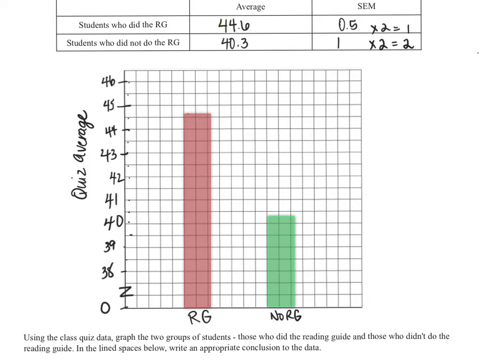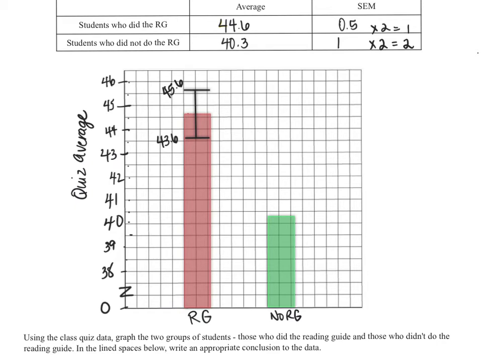So for the students who did the reading guide, my upper SEM bar will go all the way up to 45.6. And my lower extreme will go down to 43.6. So there are my upper and lower extremes for those SEM bars. Now I'm going to do the same thing for students who did not do the reading guide.